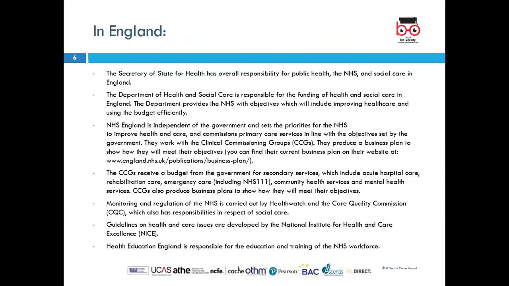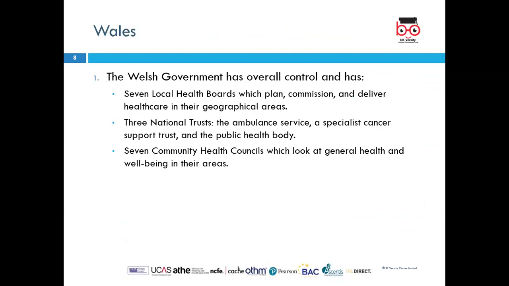So the Welsh Government, it has overall control, basically, and it has seven local health boards. And these are responsible for planning, commissioning, and delivering healthcare in their geographic areas. There are three national trusts within the system. So you have the ambulance service, you have a specialist cancer support trust, and the public health body. There are another seven community health councils, and these are responsible for looking at general health and well-being in their areas.